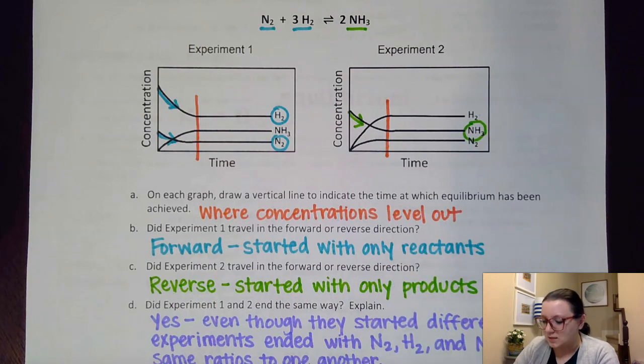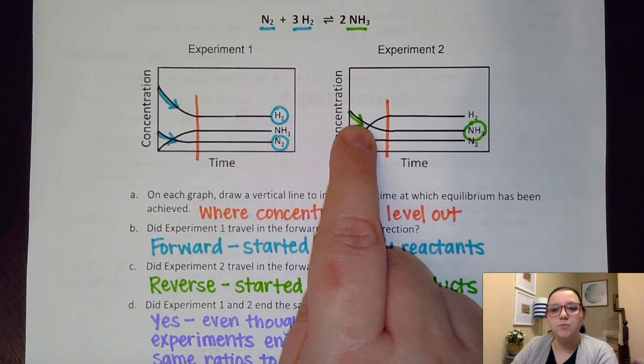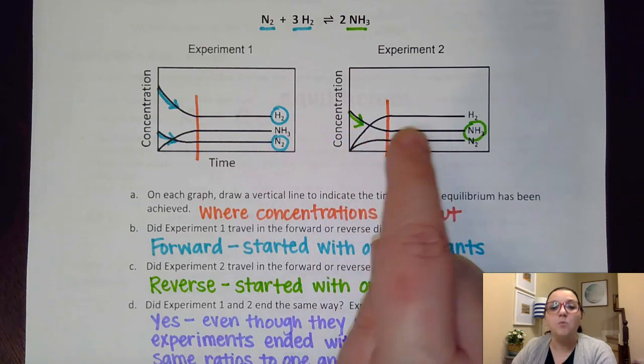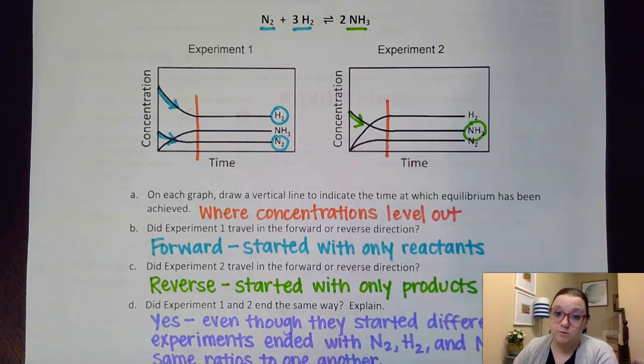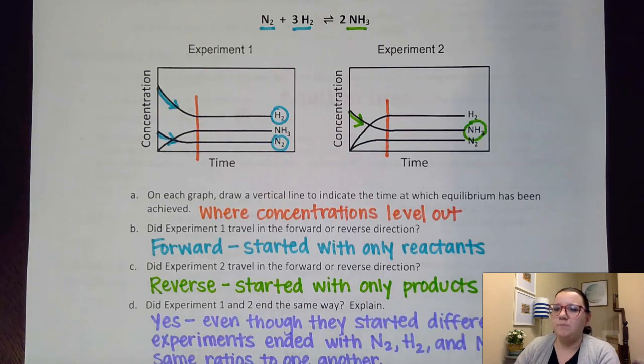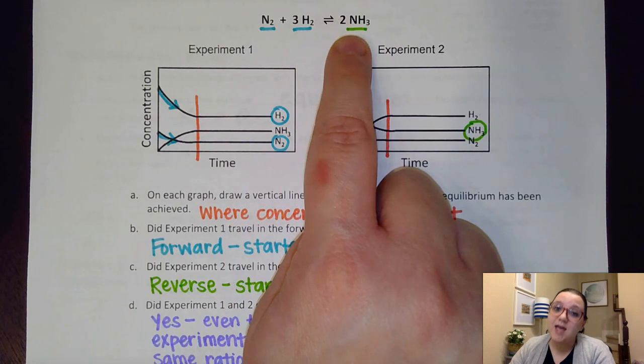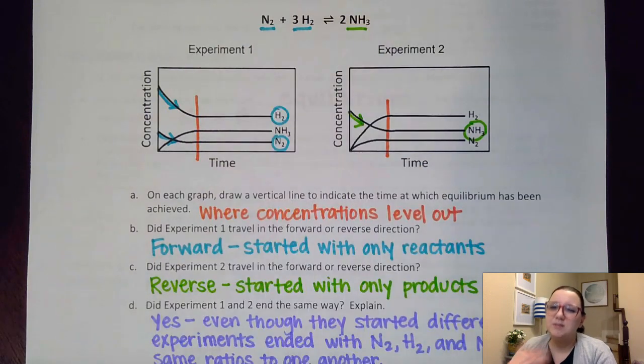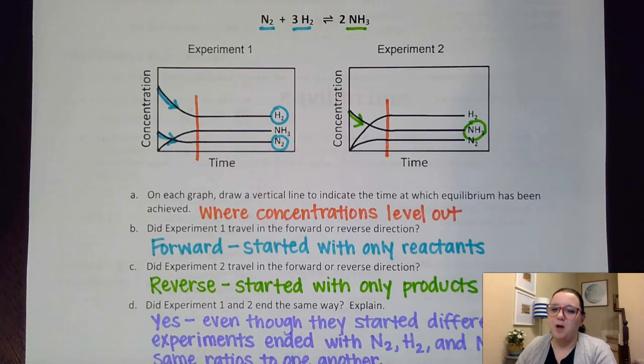However, on this second experiment, you notice we started with only product that decreased over time, where our two reactants both increased over time. So here, this is going in the reverse direction because we started with only products. Now, I know some of you are thinking, well, if you're moving in the reverse direction, don't the products then become the reactants? And yes, they kind of do, but when I refer to what this equation is showing, that NH3 is on the product side. So we still refer to it as a product, even though the reaction is going in the reverse direction. I know that terminology gets a little bit awkward there.